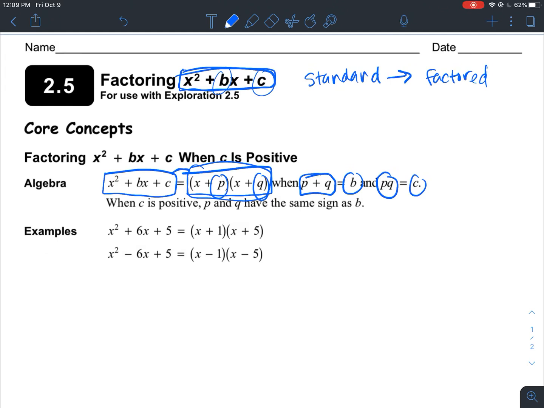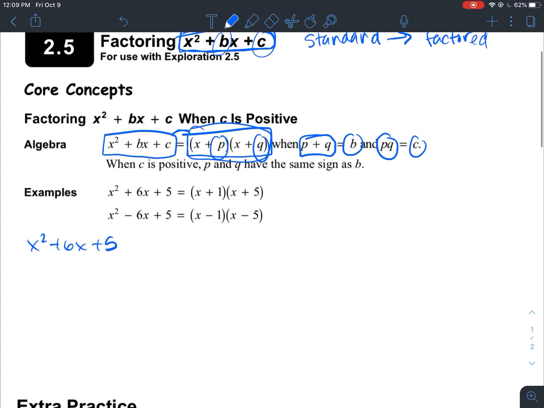So here's an example of x squared plus 6x plus 5. First identify what b and c are. So b is equal to 6. That's this number right here. It's the number in front of your x variable. And then c is the number all by itself. So c is equal to 5.